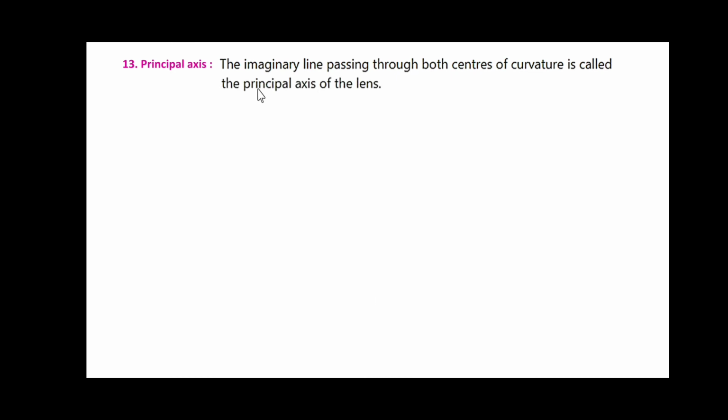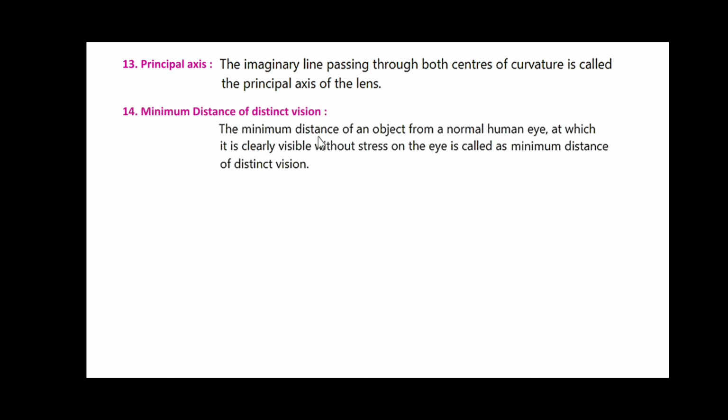Next, principal axis. The imaginary line passing through both centers of curvature is called the principal axis of the lens. Minimum distance of distinct vision. The minimum distance of an object from a normal human eye at which it is clearly visible without stress on the eye is called the minimum distance of distinct vision.